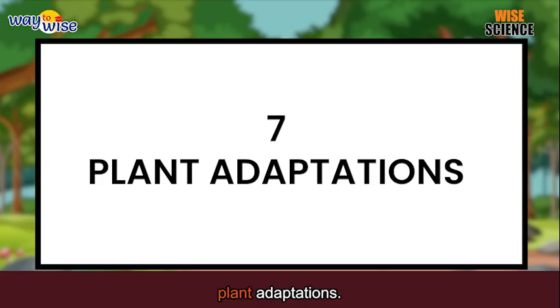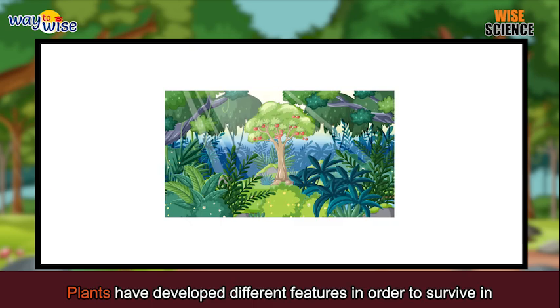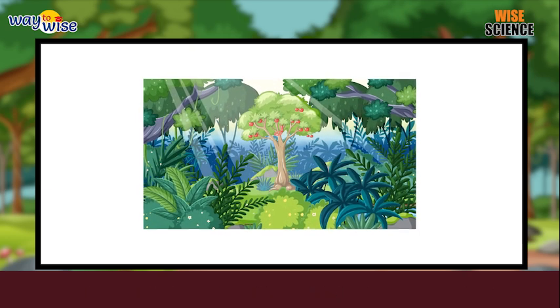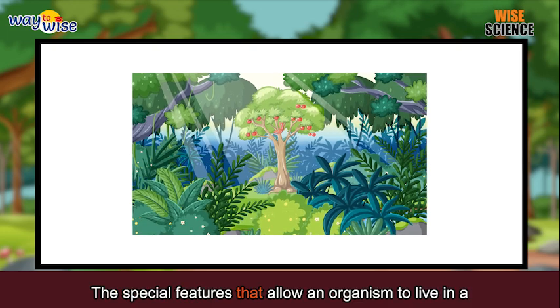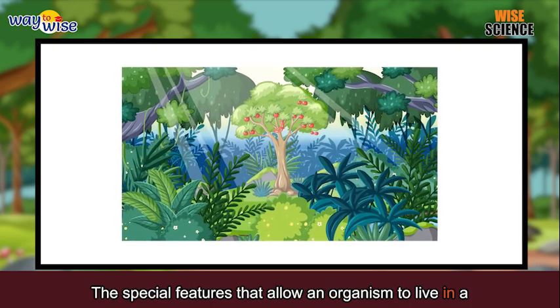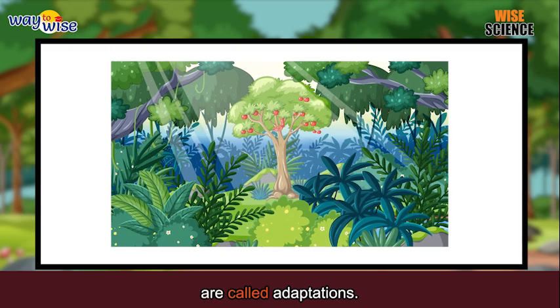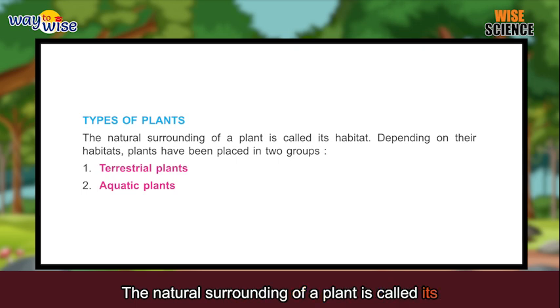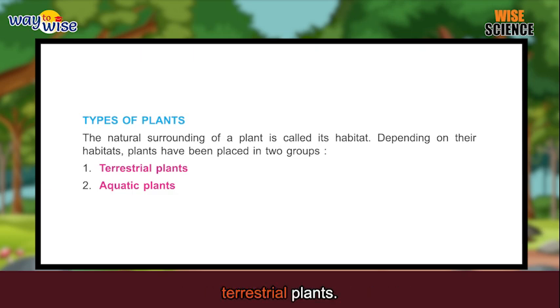Chapter 7, Plant Adaptations. Plants have developed different features in order to survive in different places. The special features that allow an organism to live in a particular area are called adaptations. Types of plants. The natural surrounding of a plant is called its habitat. Depending on their habitats, plants have been placed in two groups. 1. Terrestrial plants. 2. Aquatic plants.